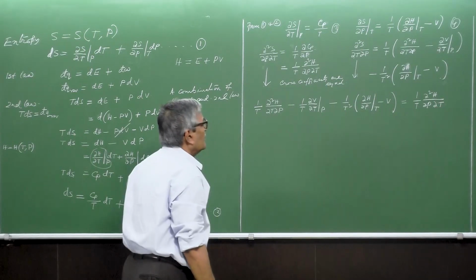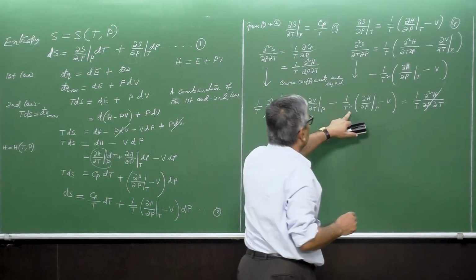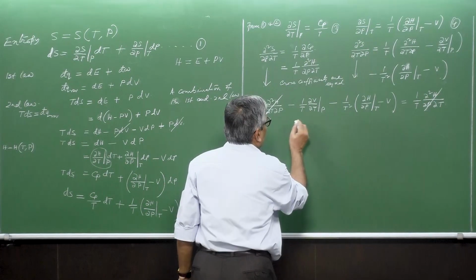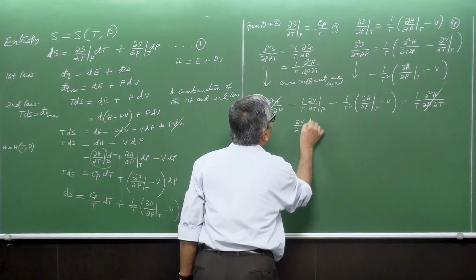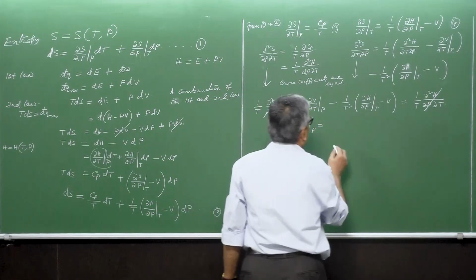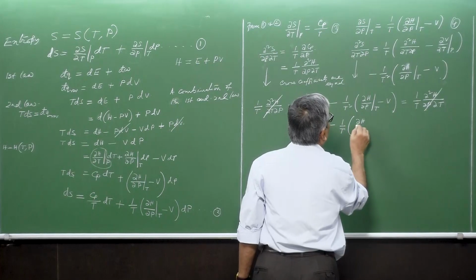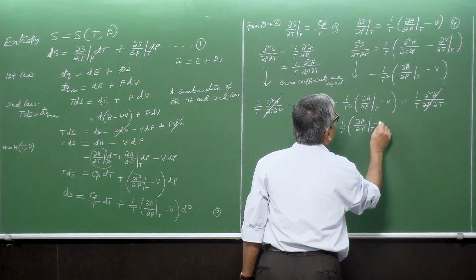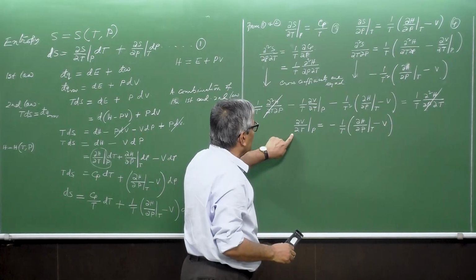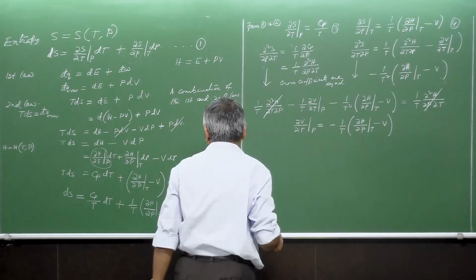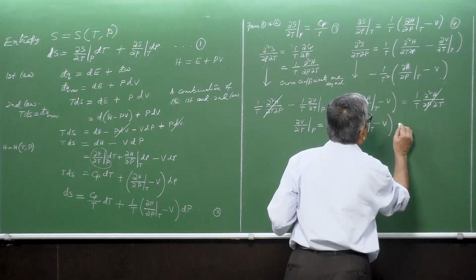Now you see that the first terms get cancelled out, and if I multiply both sides by T, I have (∂V/∂T) at constant pressure equal to, both are minus, so there will be a minus sign here with 1/T, (∂H/∂P) at constant temperature minus V. So this is a very interesting relation, that ∂V/∂T is now related to this particular quantity. I call it 5.